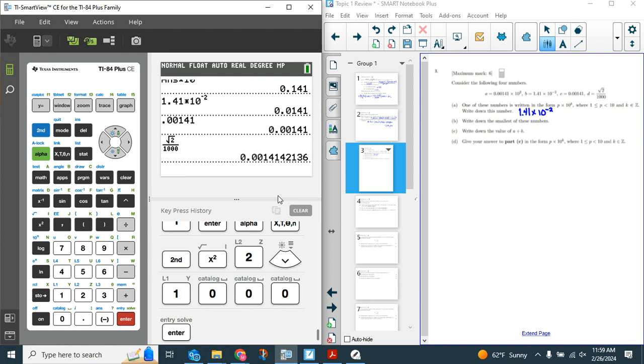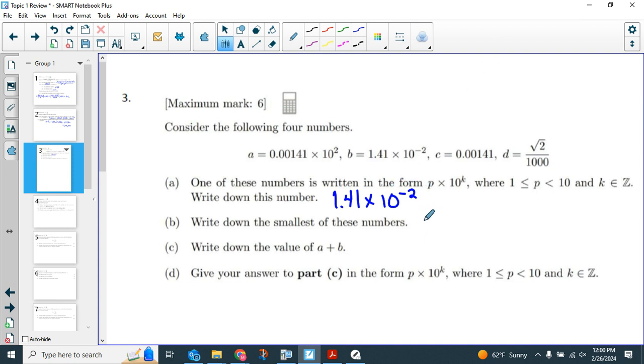So which one of these is the smallest, right? It's actually going to be C, right? Obviously, because it's 0.00, so is D also, right? But this one stops at 0.00141, whereas the square root of 2 over 1,000 has more, all right? So technically, C here would be the smallest. All right, so C, which is 0.00141.